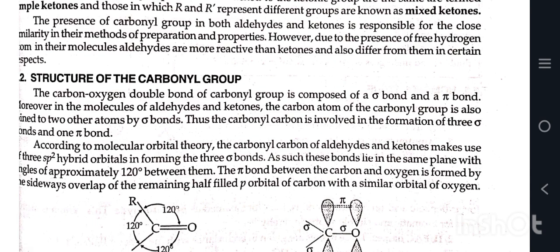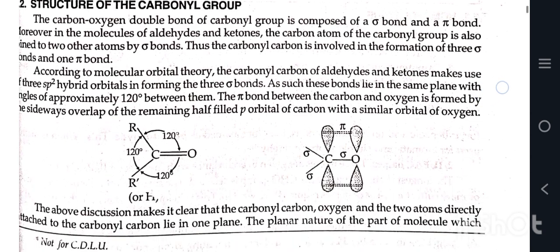According to molecular orbital theory, the carbonyl carbon of aldehyde and ketone makes use of three sp2 hybridized orbitals in forming the three sigma bonds. As such, these bonds lie in the same plane with an angle of approximately 120 degrees between them. The pi bond between carbon and oxygen is formed by the sideways overlapping of the remaining half-filled p orbital of carbon with a similar orbital of oxygen.